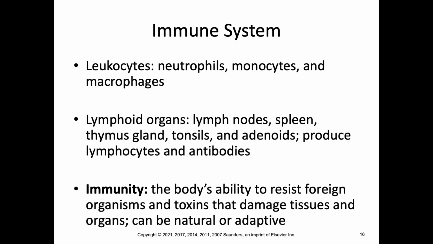Your immunity is your body's ability to resist foreign organisms and toxins that damage tissues and organs, and your immunity can be natural or it can be adaptive.